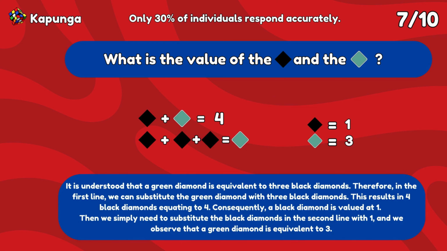It is understood that a green diamond is equivalent to 3 black diamonds. Therefore, in the first line, we can substitute the green diamond with 3 black diamonds. This results in 4 black diamonds, equating to 4. Consequently, a black diamond is valued at 1. Then we simply need to substitute the black diamonds in the second line with 1, and we observe that a green diamond is equivalent to 3.